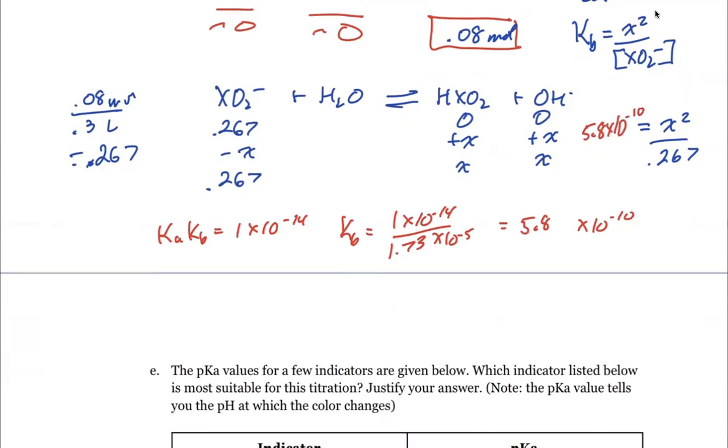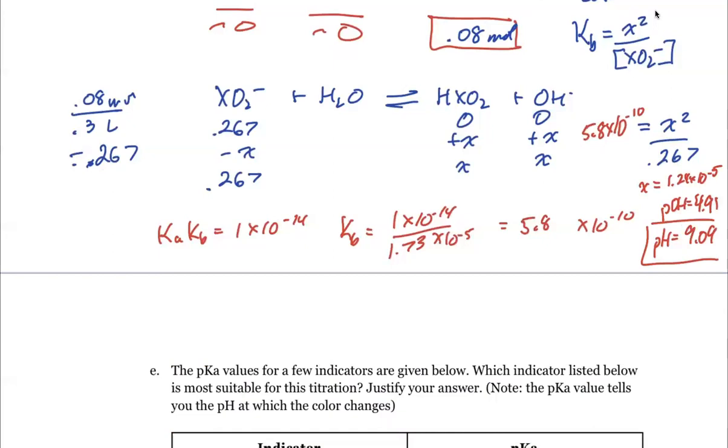Okay, so that number times 0.267, square root of my answer, gives me an X value of 1.24 times 10 to the negative fifth. Negative logging that will give me the POH, since that's equal to my hydroxide concentration. And then subtracting from 14 gives me a pH of 9.09.